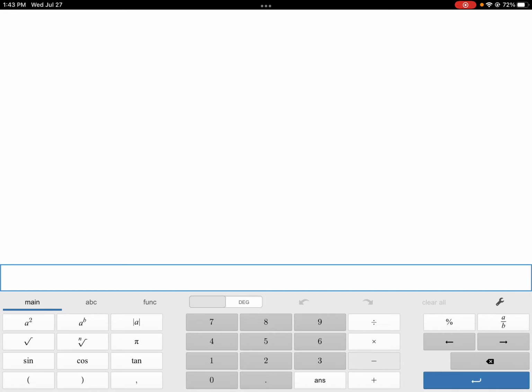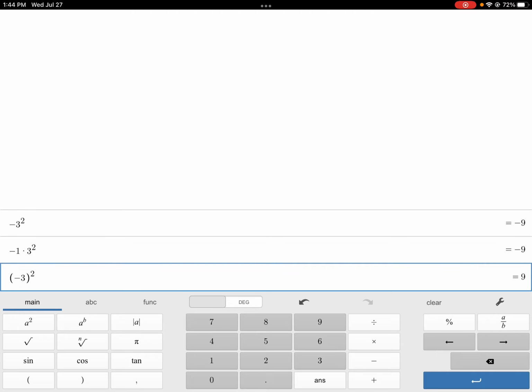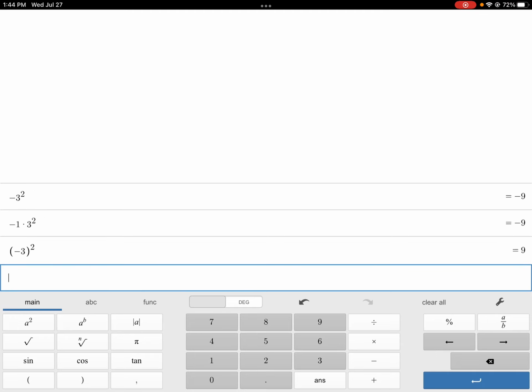If I put in -3 without the parentheses, notice it gives me -9, because what the calculator is actually doing is taking negative one, and it's multiplying by 3 squared. So that gives us -9. But if you put -3 in parentheses, then the calculator does it correctly. So it's a case where you have to understand what you're inputting. We should know a negative times a negative is a positive.